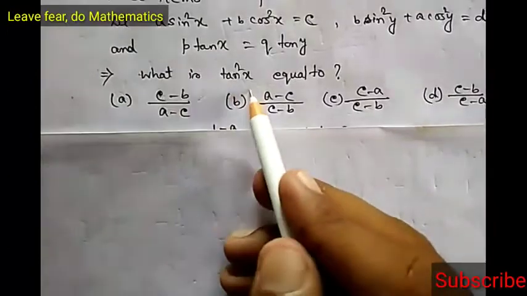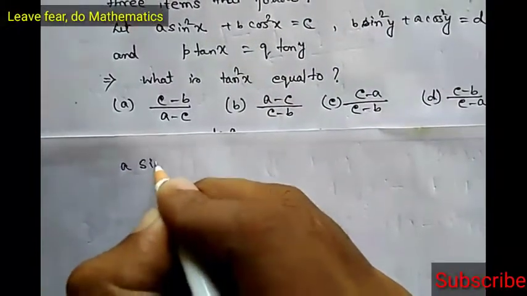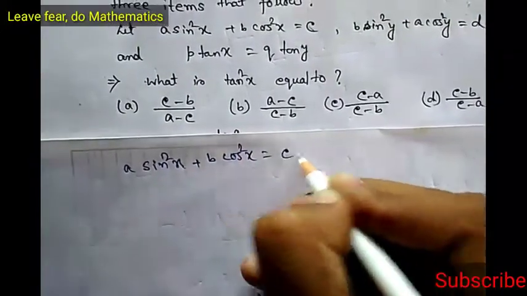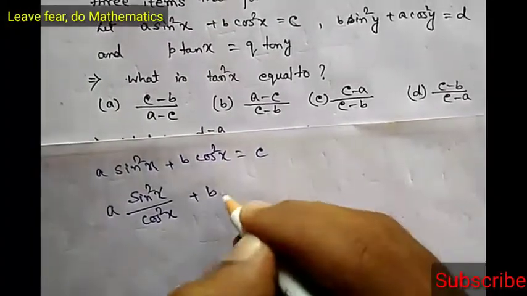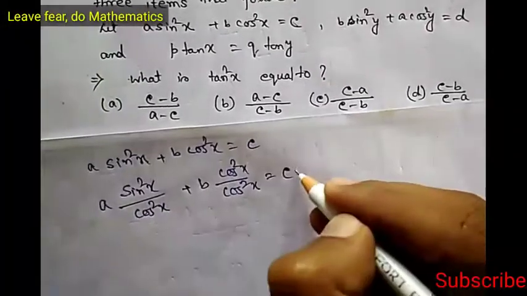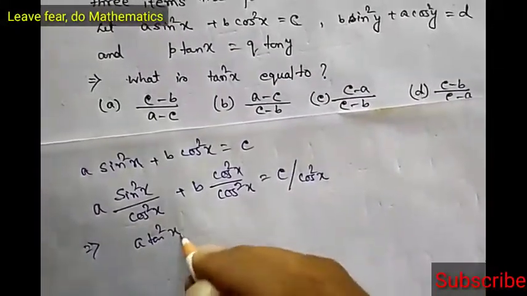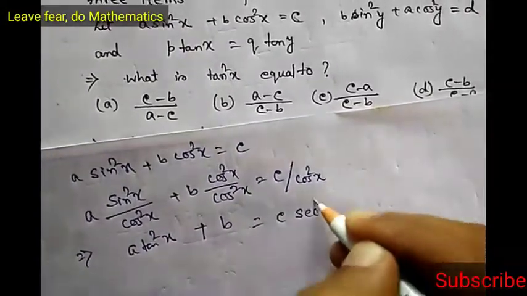So what is tan square x equal to? What is given in the first equation? We have a sin square x plus b cos square x equals c. Now we have to manipulate this equation. So divide both sides by cos square x. Then what will we get? We will get a sin square x by cos square x plus b cos square x by cos square x equals c by cos square x. So this gives a tan square x plus b, and cos square x cancels, equals c sec square x.